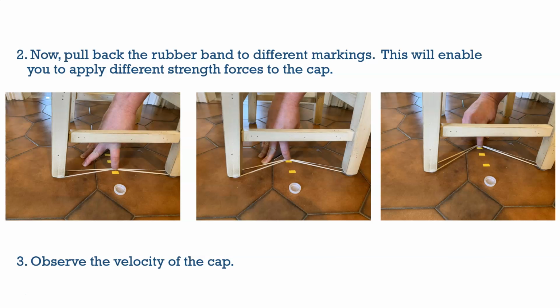Play around with your launcher. I want you to see if you can figure out the relationship between the strength of the force you're applying to the cap and the speed at which the cap travels. As you're playing around and launching the cap using different amounts of force, write anything you're noticing down on your journal slip in part 1. Go ahead, have some fun.